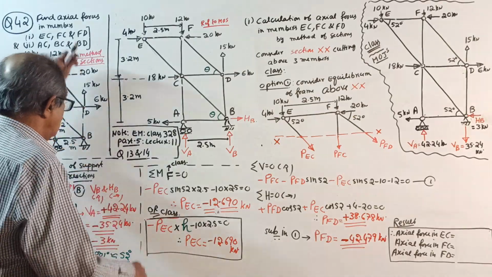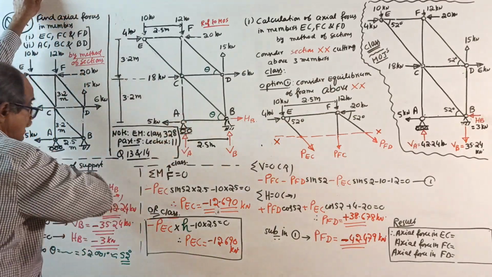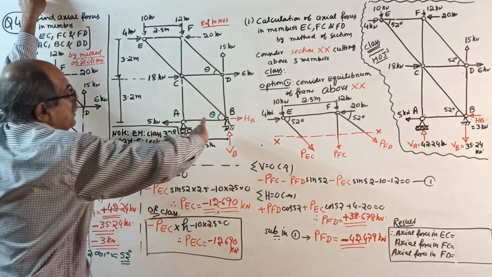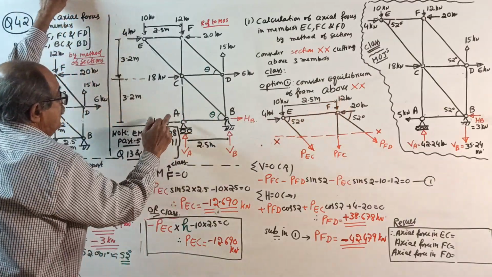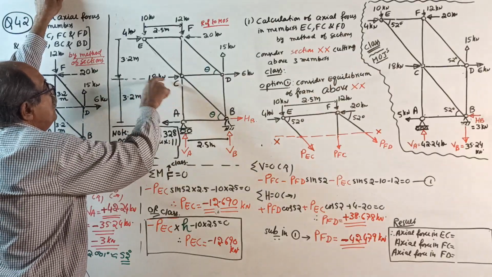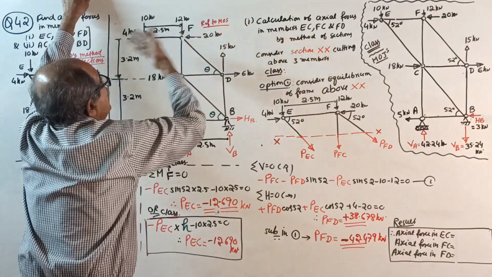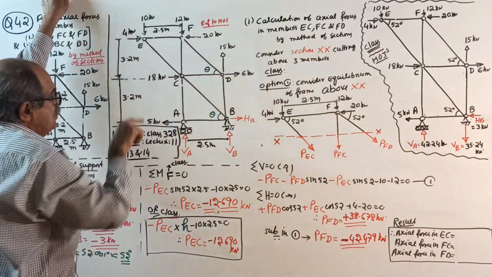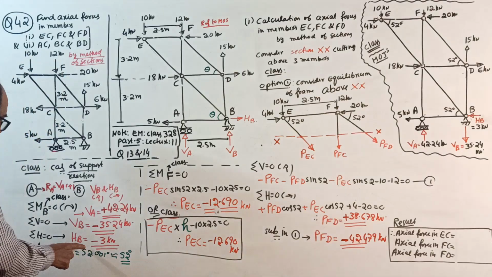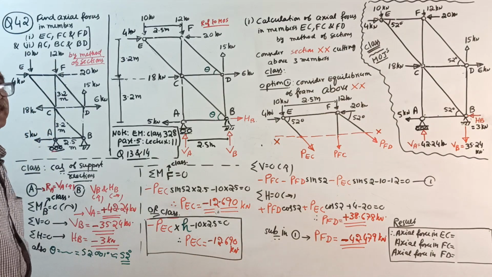Okay, then sigma H equal to 0. Take right side positive. Plus HB minus 5 plus 18 plus 6 minus 20 plus 4 equal to 0. Your HB will come minus 3 kilonewton.